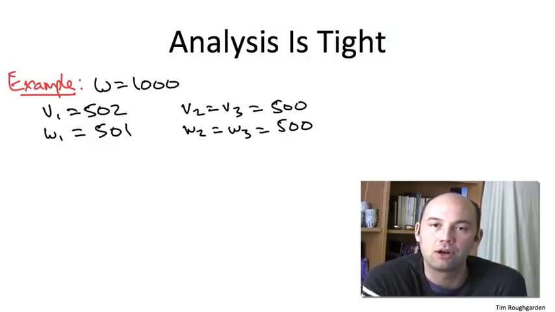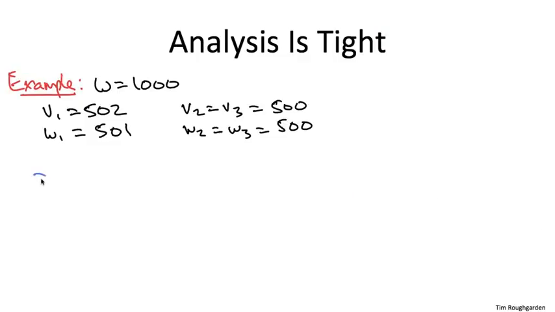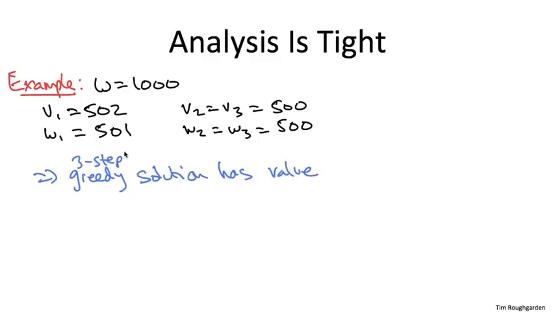So step 2 of the greedy algorithm just outputs the first item by itself. Step 3 of the algorithm considers the max value item in isolation. That again is item 1. For this reason, the greedy algorithm will output the solution, which is just item 1 for a value of 502.